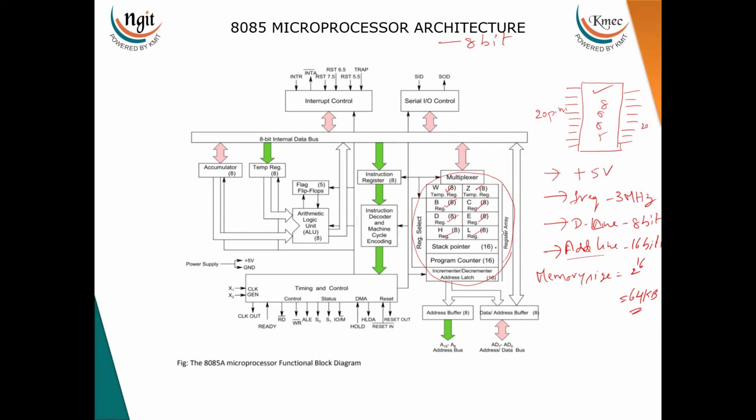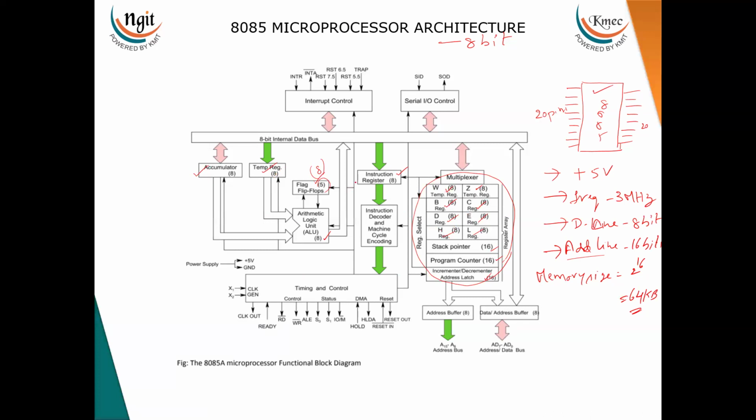And stack pointer is a 16-bit register, program counter is a 16-bit register, increment and decrement address latch is a 16-bit register. Now apart from this, the instruction register is an 8-bit register. Now the flag register is actually an 8-bit register, but in these 8 bits only 5 bits we are using to indicate the flags. Again, the arithmetic and logical unit is not a register actually. And the accumulator is an 8-bit register. One more temp register is there. Now here W and Z are the temp registers and one more temp register is an 8-bit register. Now these are the few registers.